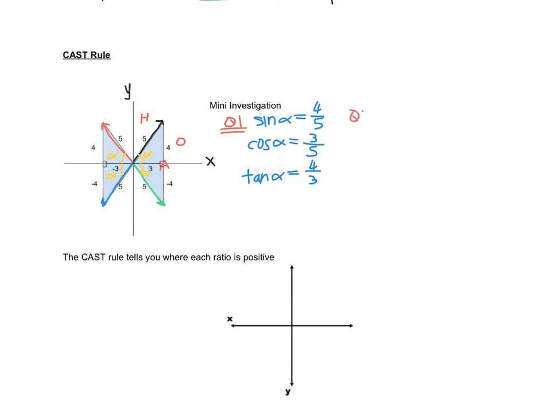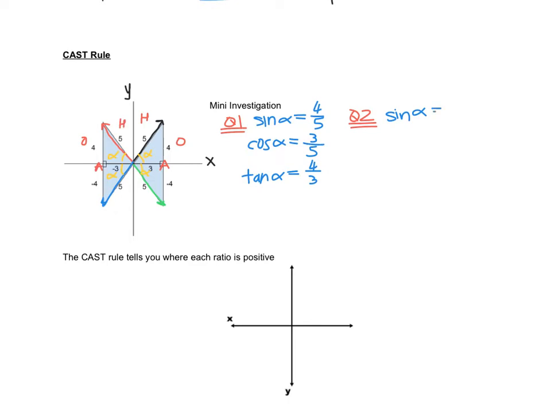Let's do quadrant 2. And now notice in quadrant 2, we do have some side lengths that are negative. The negative 3 in this scenario, which is adjacent, is negative, and that will impact some of our ratios. So again, I'm going to label 4 is opposite, negative 3 is adjacent, and the 5 is the hypotenuse.